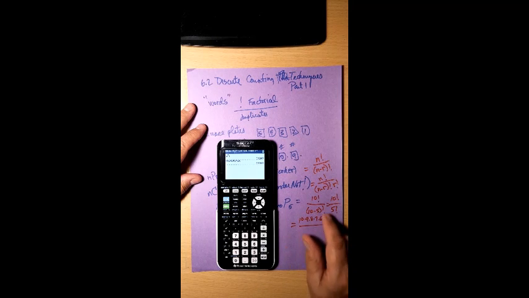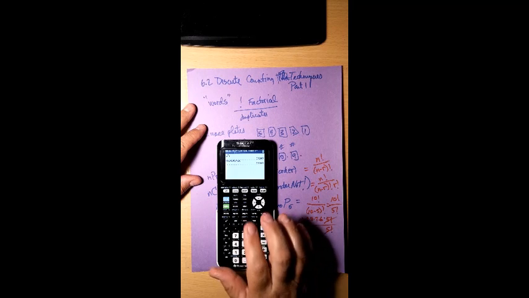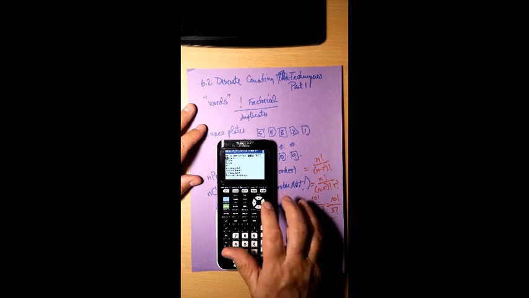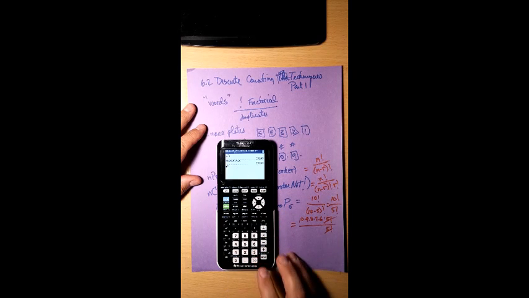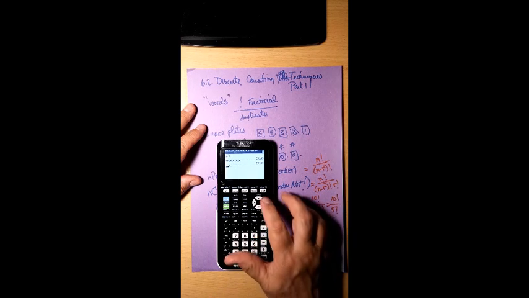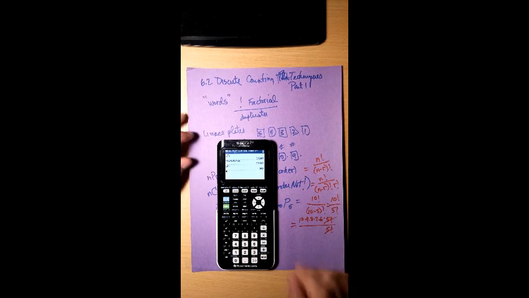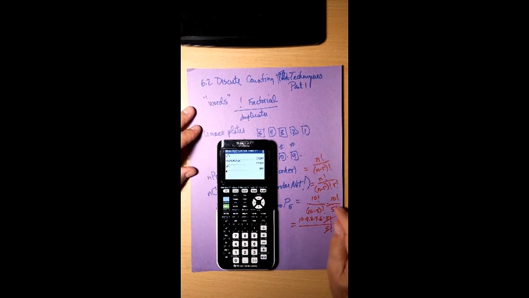If the order didn't matter, if you had math, science, math, then you'd use NCR. Math Prob number 3. You'd put in the 10 and the 5. And this is 252. Much different, because you're dividing by that 5 factorial, that extra 5 factorial.